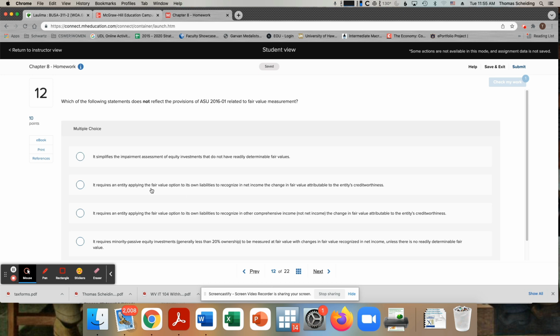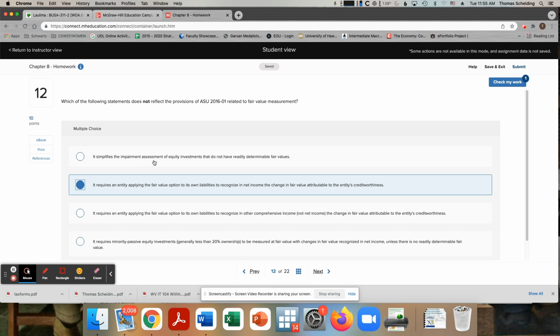It is applying the fair value option, but it can't. It's for everything other than the net income. So it's comprehensive income, not net income. So I think it's this one, because this is true.